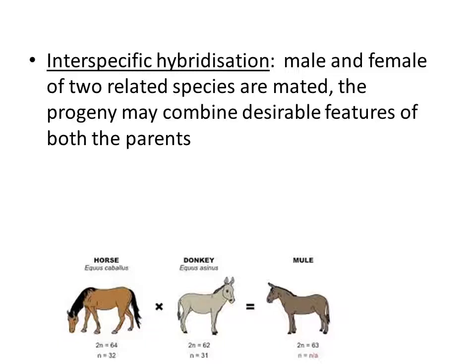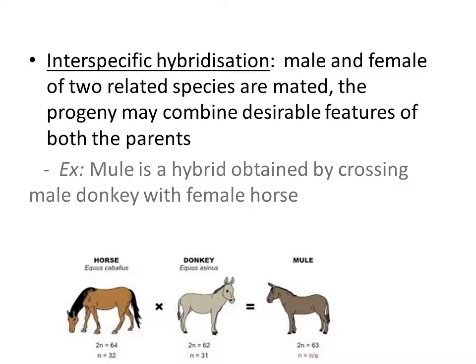In interspecific hybridization, the parents are selected from two different species. As a result of mating of the two parents, the progeny will be obtained. That progeny may combine the desirable features of both parents. The progeny obtained is named a hybrid progeny, because the parents used here belong to two different species. They do not share similar characteristic features. Understood?